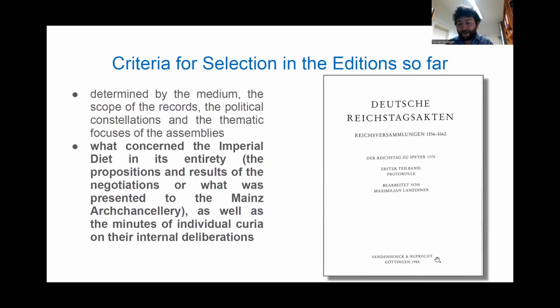The edition guidelines for these imperial diets were established in 1988. What was edited concerned the imperial diet in its entirety, supplemented by minutes of individual curiae on their internal deliberations and petitions of individual subjects.